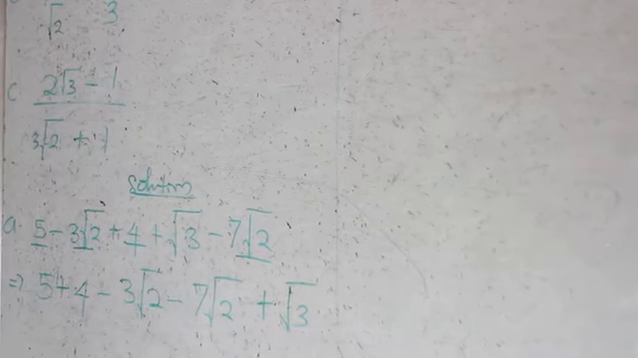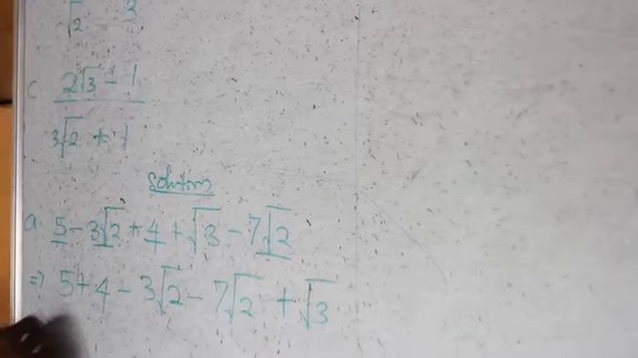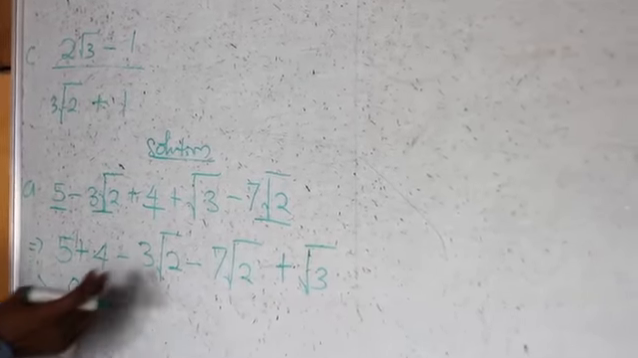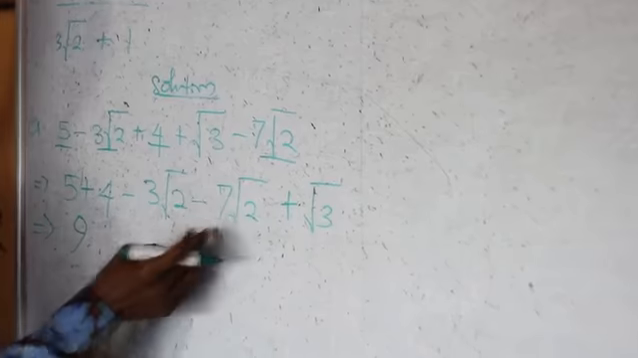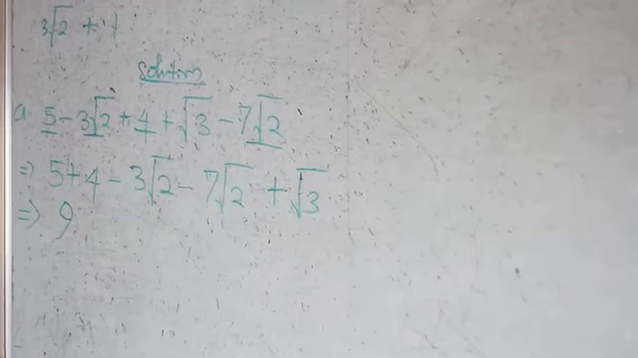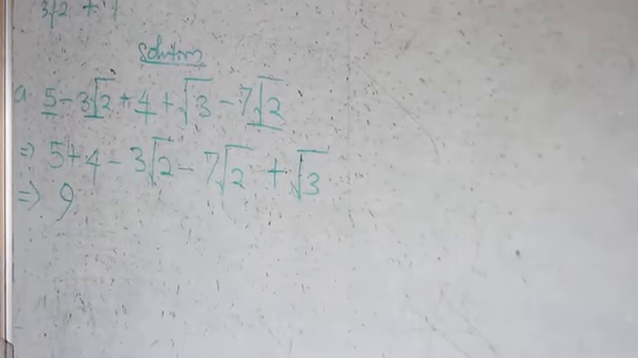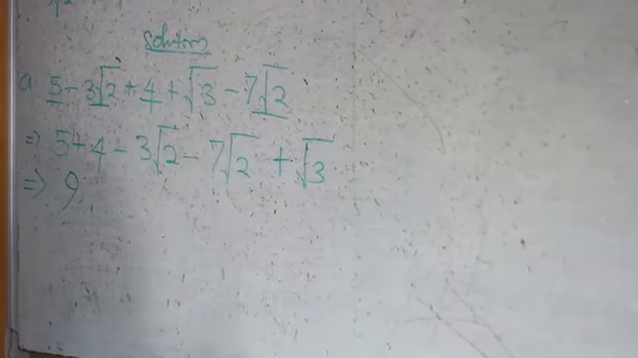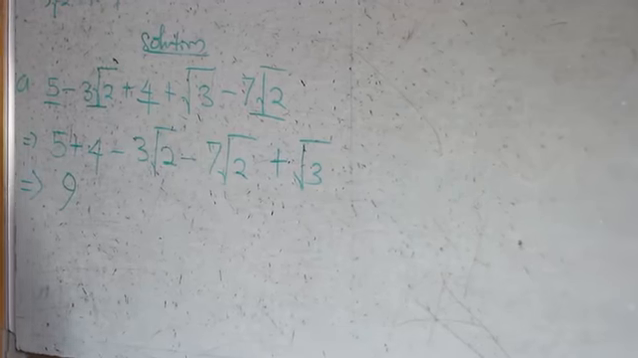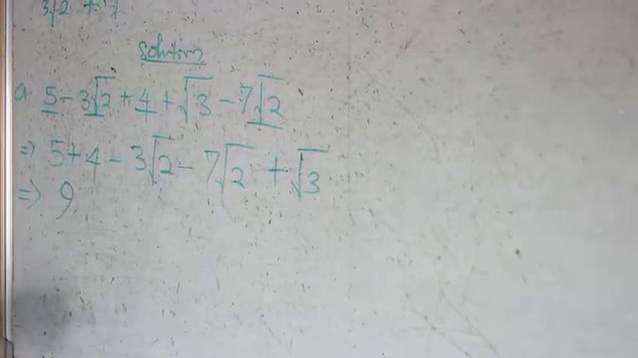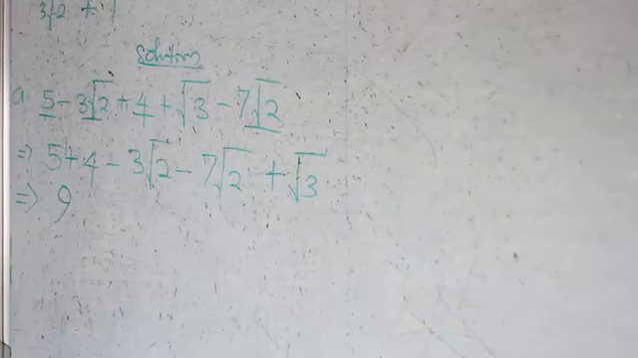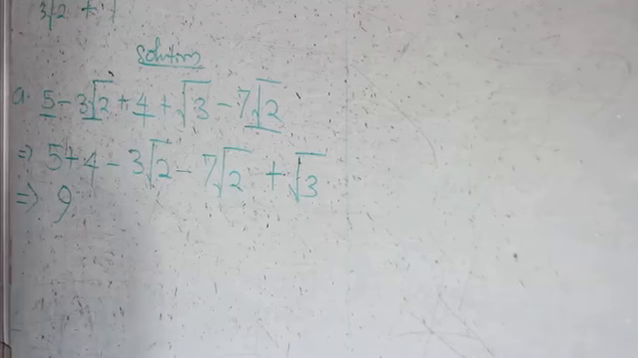Now can we simplify further? This implies 5 plus 4, 9. So minus 3 root 2 minus 7. Remember, when we are simplifying surds, only surds that have similar roots are the ones we can add or subtract. Are we following? Now we don't add the roots. The roots remain the same, right? You only add or subtract their coefficients. Is that okay? So let's add and subtract their coefficients.